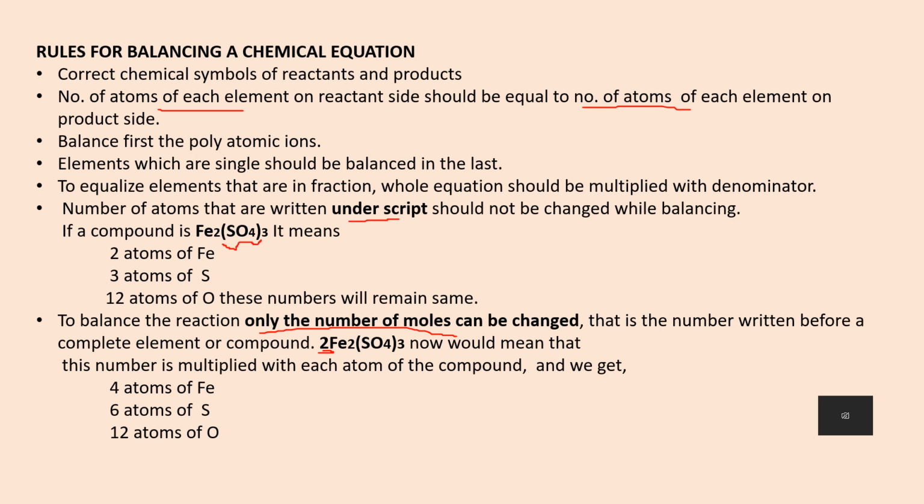Balance first the polyatomic ions. Elements which are single should be balanced in the last. And elements which are in fraction, the whole equation has to be multiplied with the denominator.